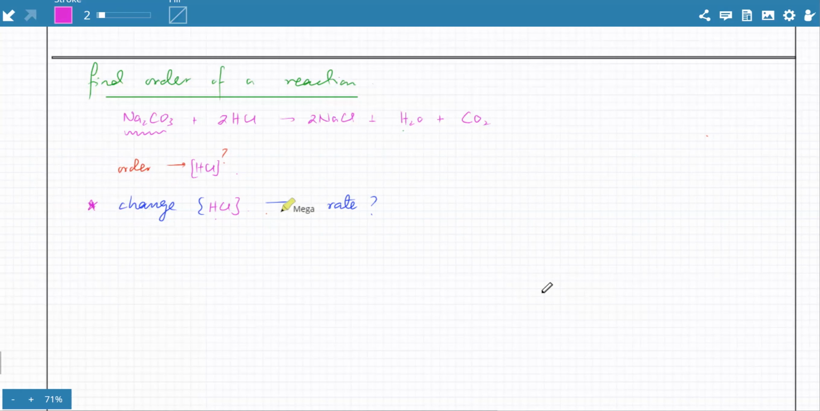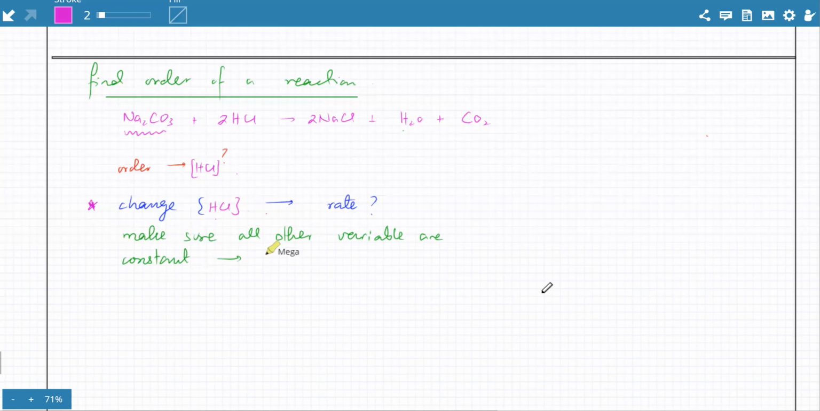Make sure, this is the thing that you need to be careful of, because you're not investigating sodium carbonate. Make sure all other variables are constant. And when you talk about variables, especially those variables that are going to affect the rate of the reaction. So all other variables apart from HCl's concentration, because that's the variable, the one that you're trying to investigate. So make sure all other variables are constant.